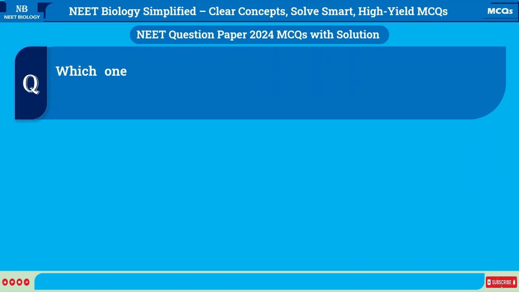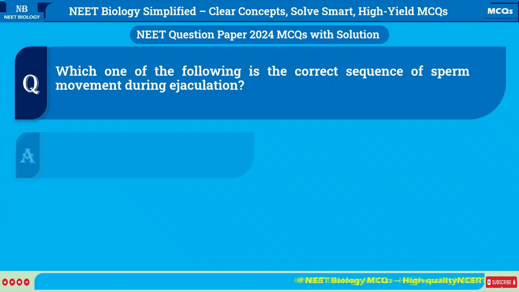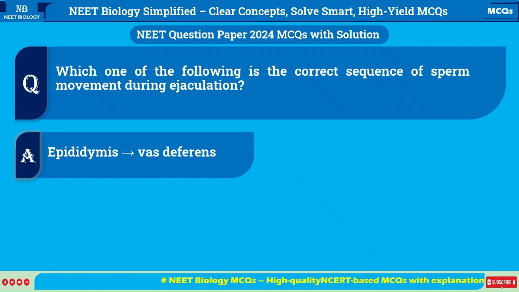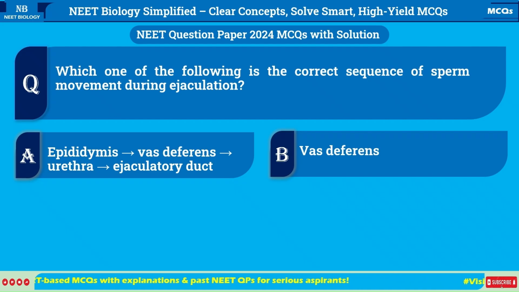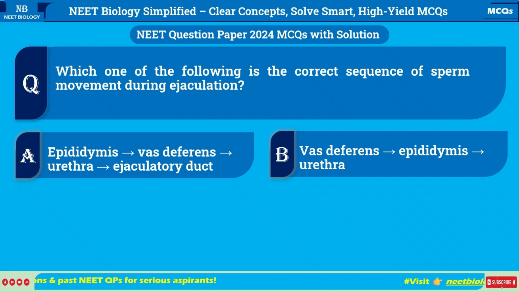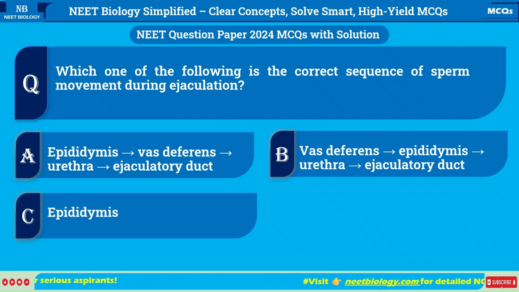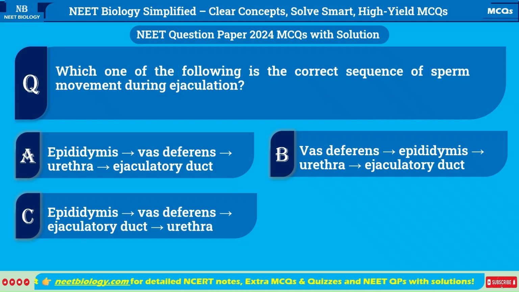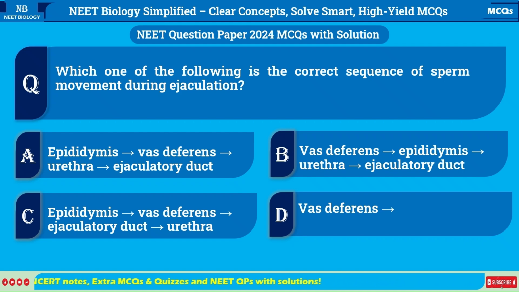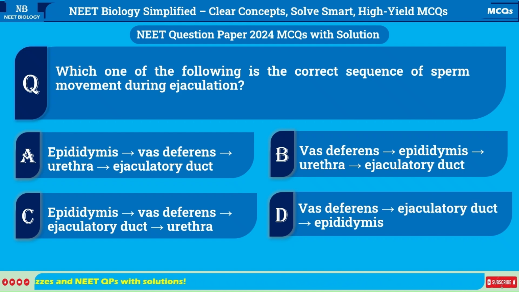Which one of the following is the correct sequence of sperm movement during ejaculation? A. Epididymis, vas deferens, urethral ejaculatory duct. B. Vas deferens, epididymis, urethral ejaculatory duct. C. Epididymis, vas deferens, ejaculatory duct, urethra. D. Vas deferens, ejaculatory duct, epididymis, urethra.